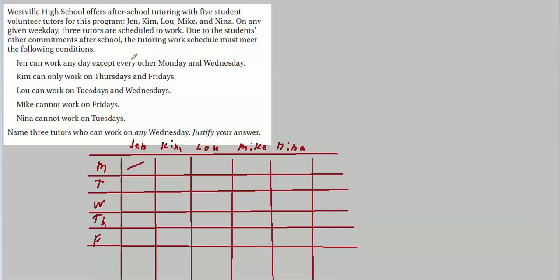Every other Monday and Wednesday, so she's available on some Mondays and some Wednesdays, but you can't count on it. Just lay it out that way. Kim can only work on Thursdays and Fridays. Wow. That means she's out Monday, she's out Tuesday. No Wednesday, but she does work on Thursdays and Fridays.